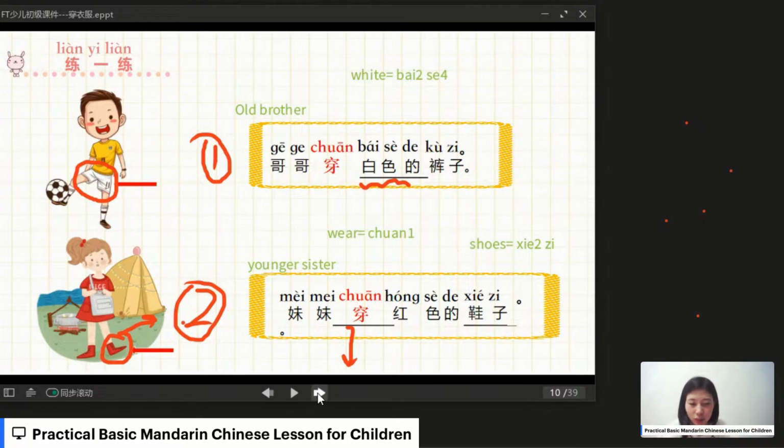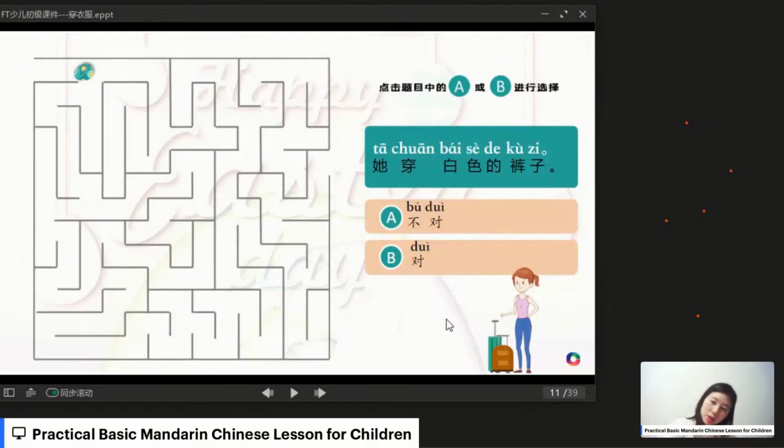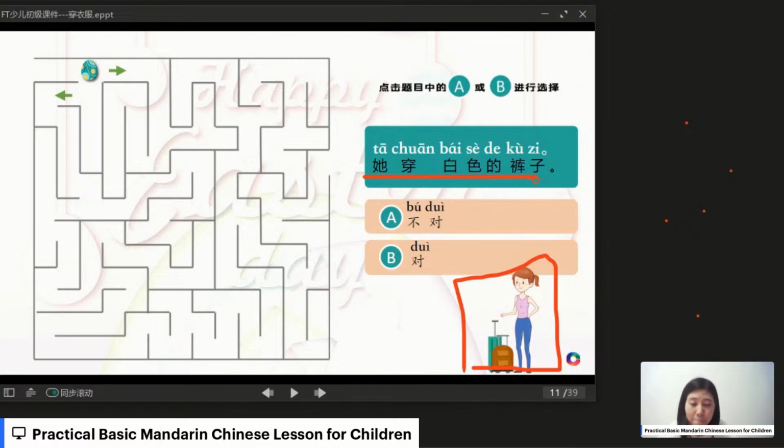So just do more practice with the structure. Let's see the next one. We're going to judge whether the sentence is true or false, because we got the picture here. Let's see the sentence: 他穿白色的裤子. That would be white, right? But check the picture here: I think this girl is wearing blue pants. The blue should be 蓝色的. So the sentence is wrong, right? So now we're going to choose no, it's not correct.